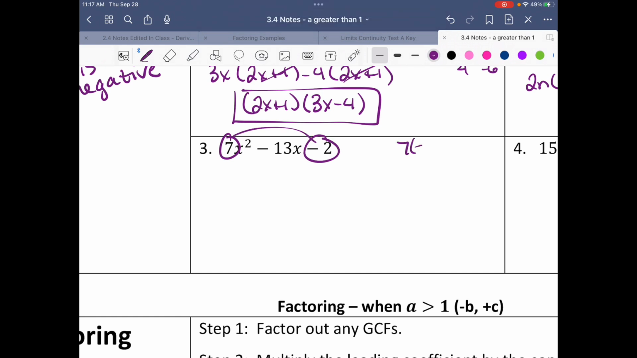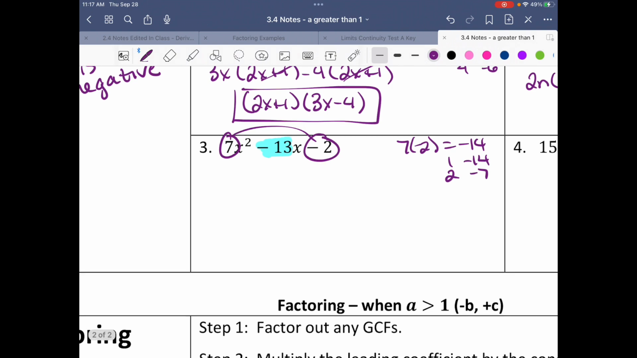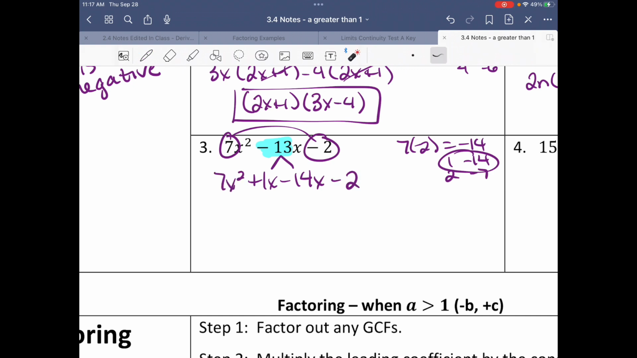No GCF on example 3, so multiply the leading coefficient by the constant. Factor pairs, adding together to be negative 13. Remember, our big factor is negative. The negative has to outweigh the positive here. And then the factor pair that adds to be negative 13 is here. So positive 1x, negative 14x, bring down your negative 2 and your 7x squared.